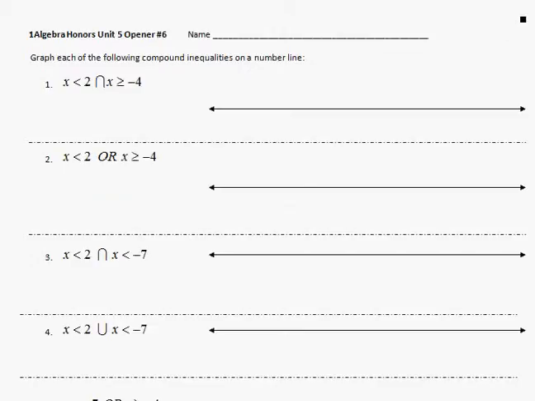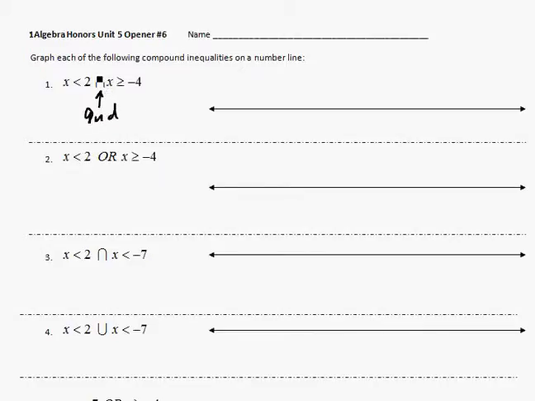Graph each of the following compound inequalities on a number line. Now, first of all, in number 1, let's discuss what this symbol means. This symbol is what we call the intersection symbol. It means we want the intersection of these two sets. Another way of translating this would be with the word AND.